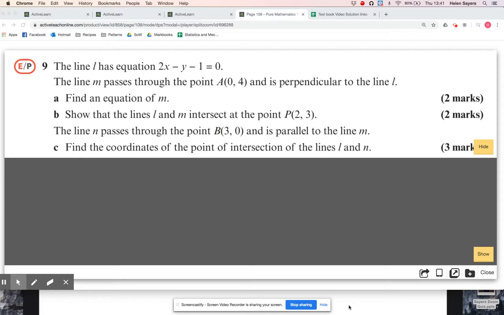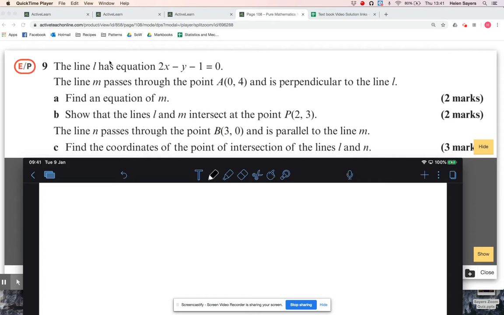Okay, we're looking at mixed exercise 5 from the first year core textbooks. This is on straight line graphs. We've got line L, and we're given the full equation for line L. Then they talk about line M, which is perpendicular to L and goes through this point here.